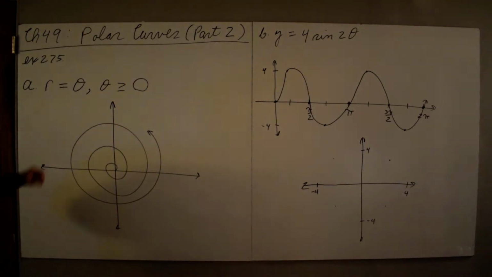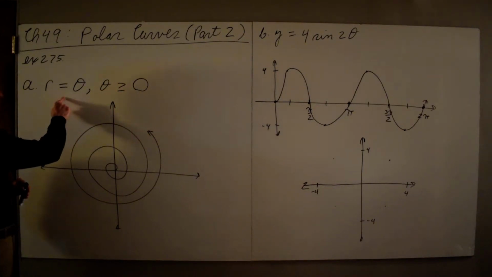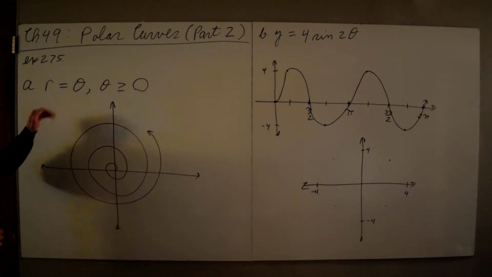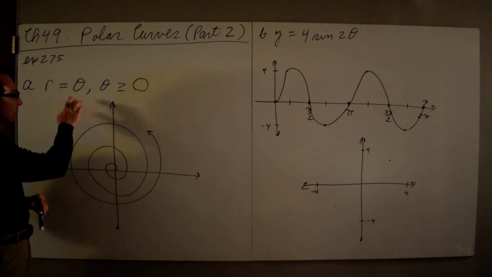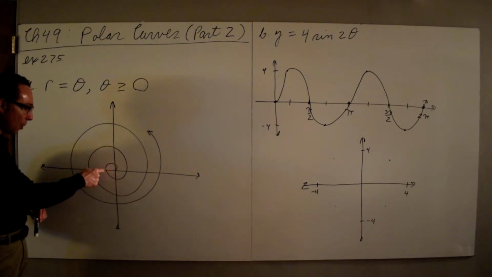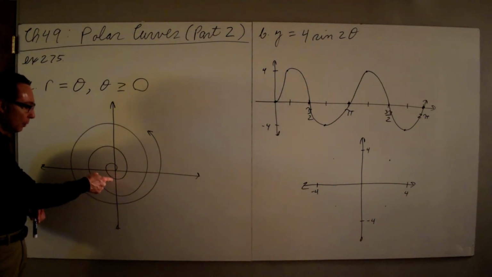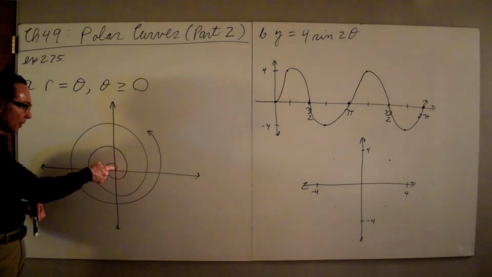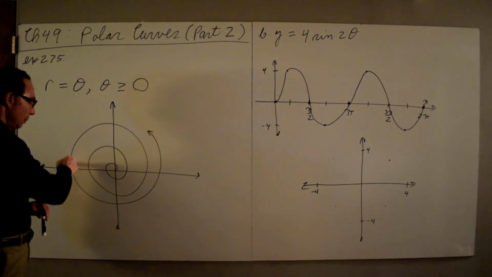Now if this were y equals x in rectangular coordinates, that would just be a line. But let's think about what's happening. As theta increases, r increases, and we have r equal to theta. So when theta is 0, r is 0. When theta is pi over 2, r is pi over 2. When theta is pi, r is pi. When theta is 3 pi over 2, r is 3 pi over 2. And as theta increases, r increases, and so it makes this figure here.